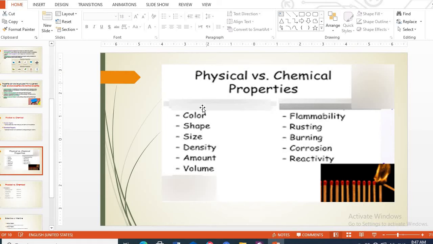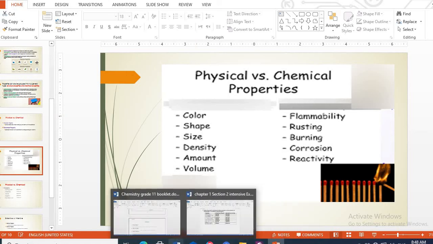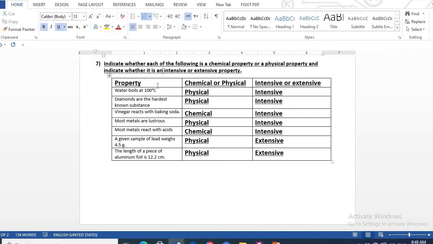But physical, like color: when you observe the color of something, you cannot change the identity of the substance. Shape, size. When you cut a paper, the shape and size of the paper will change, but the identity of the substance that made up the paper does not change. So it's a physical property. Water boils at 100 Celsius. It's a physical property. You observe that water boils at 100 Celsius, but the identity of what made up water does not change. This is physical. Intensive or extensive, intensive property.